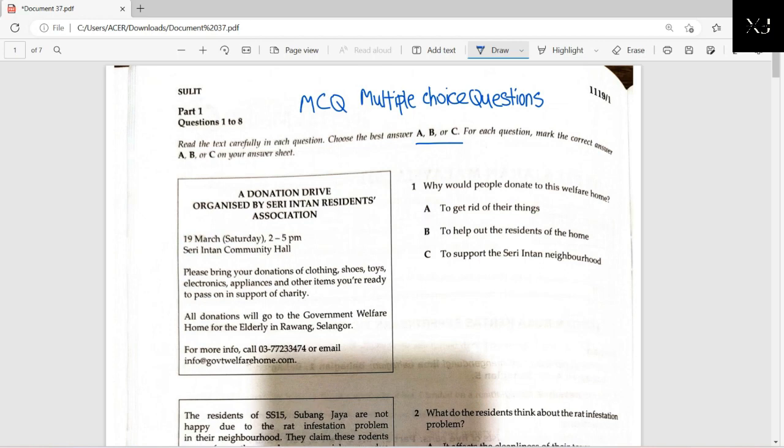Please bring your donations of clothing, shoes, toys, electronics, appliances, and other items you are ready to pass on in support of charity. Okay, so for those of you who may not know, whenever you donate items, they are usually things that you no longer use. Okay, but of course these items must still be in good condition so that their new owners will still make use of these items. Okay, so they will still be able to use these items.